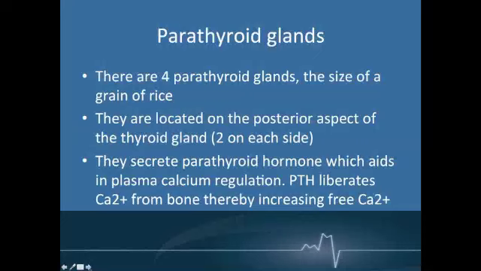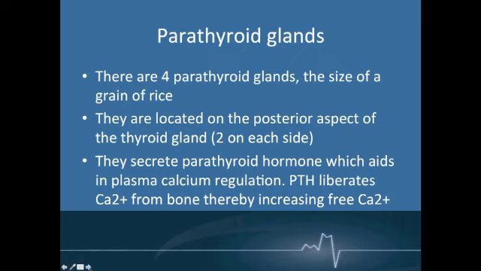Four parathyroid glands. They're about the size of a grain of rice, and they're located on the posterior aspect of the thyroid. So there's two on each side, one on the upper left and upper right lobes, and one on the lower left and one on the lower right lobe. They secrete a hormone called parathyroid hormone, which aids in plasma calcium regulation.